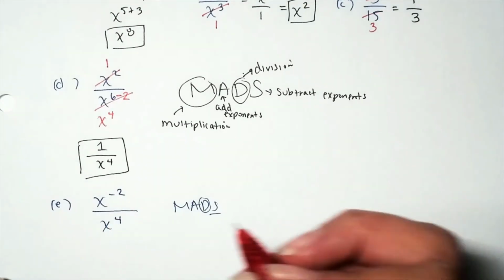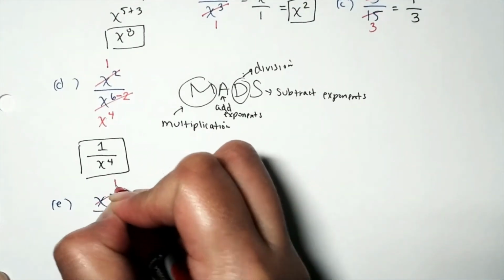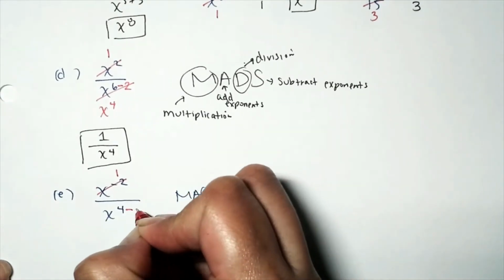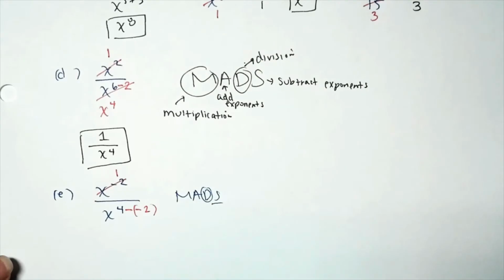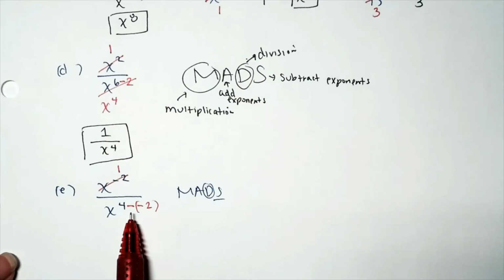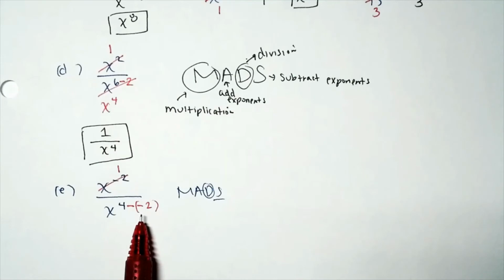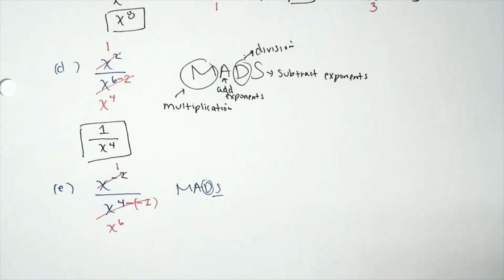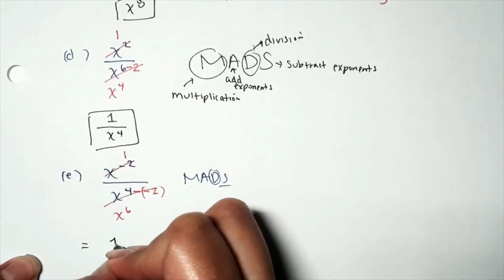So x to the negative second goes into itself once. And then to the bottom, I don't know, but we'll subtract that exponent. I understand that this will turn into an addition problem, but bear in mind that the main operation was subtraction. So we subtracted. The difference of 4 and negative 2 is 6. So that will leave us with 1 on top and 6 factors of x in the bottom.